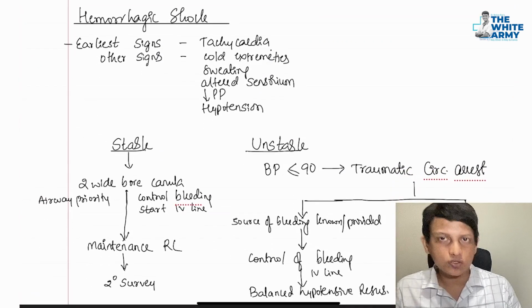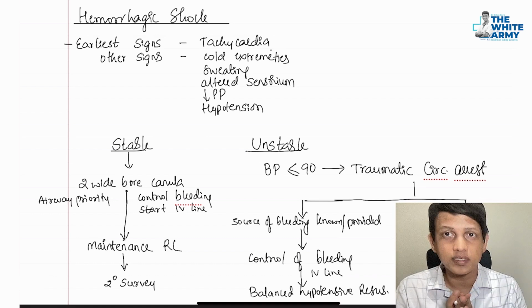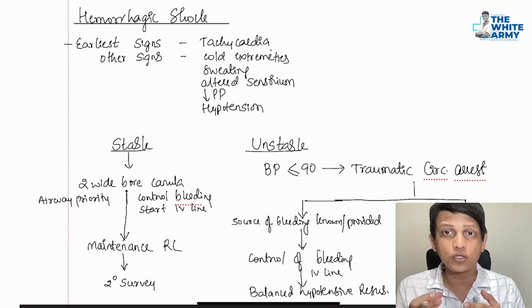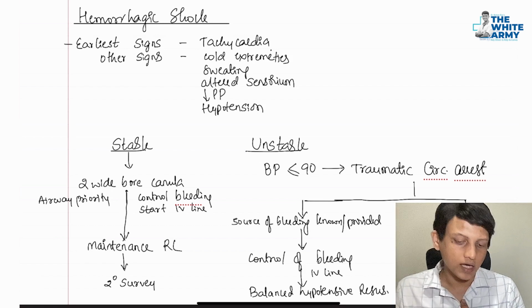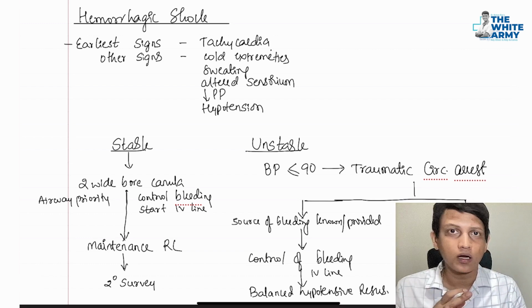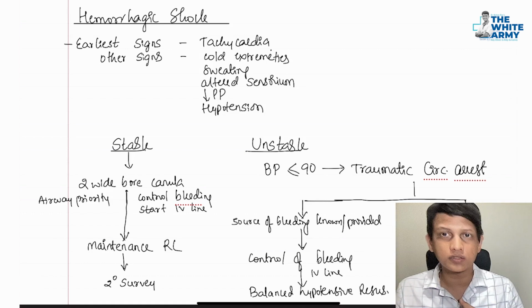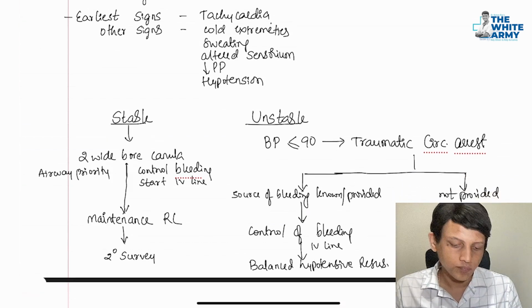Coming to hemorrhagic shock, more things. Earliest sign they have asked: tachycardia. In this slide also we have seen the earliest sign to appear is tachycardia. Hypotension is a late feature. Other signs are cold extremities, profuse sweating, altered sensorium, decreased pulse pressure. Then maybe in the third stage or so will be hypotension.